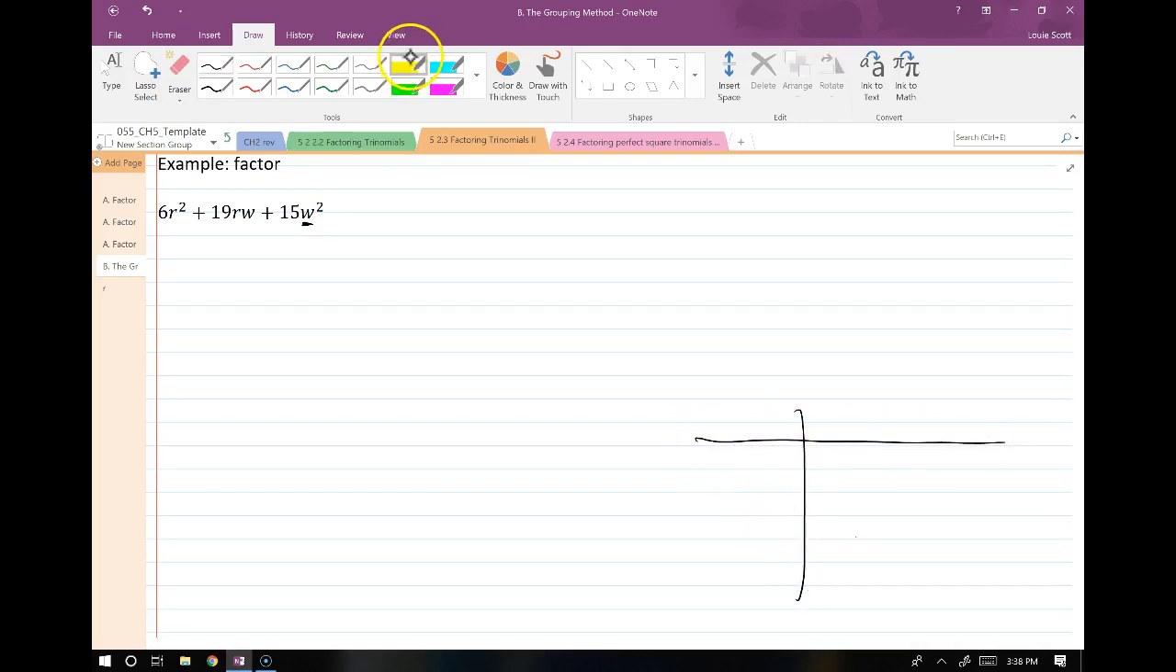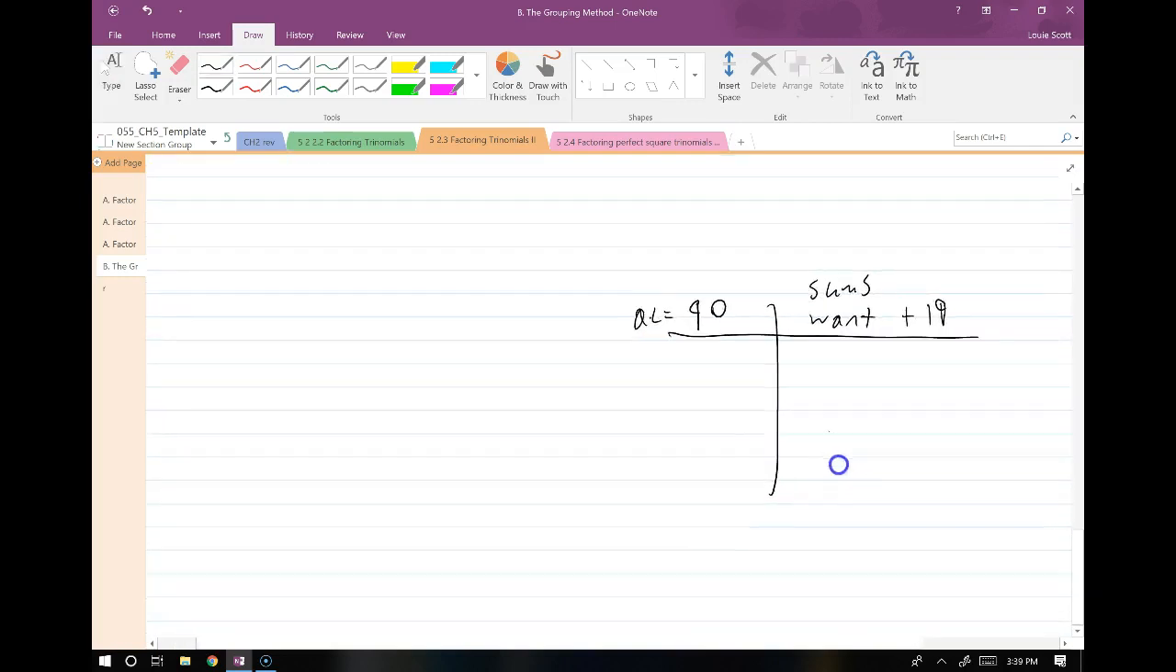So the first thing we do when we factor by grouping is we multiply A by C. So 6 times 15 is, I don't know, it's 90. So I have 90 over here. A times C equals 90. And then I put my sums on this side. And I want that middle term, I want plus 19.